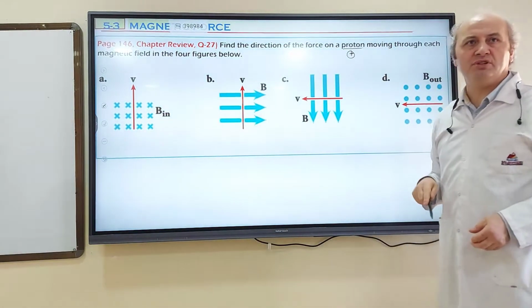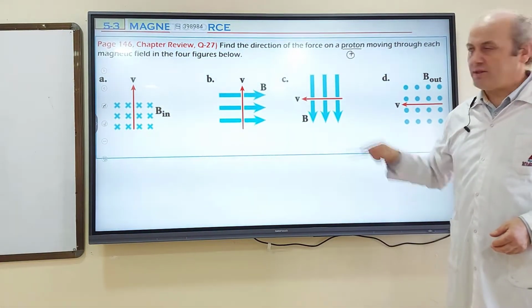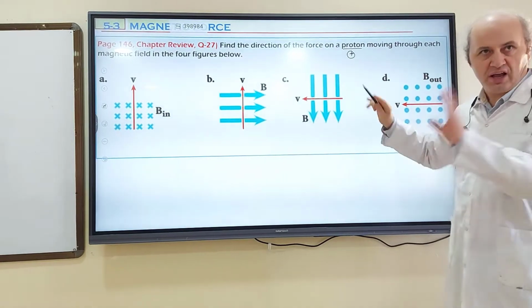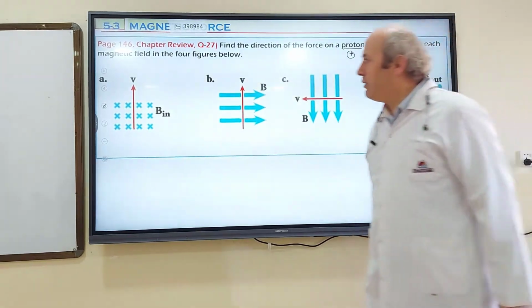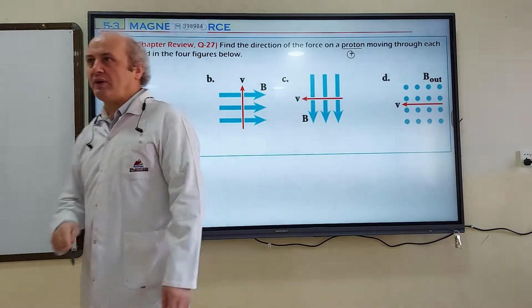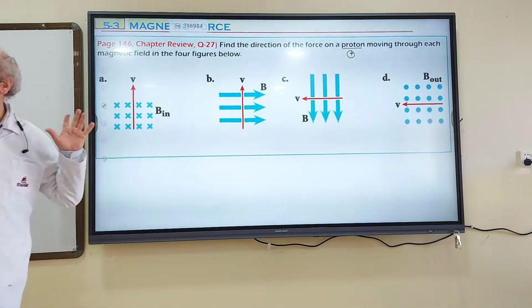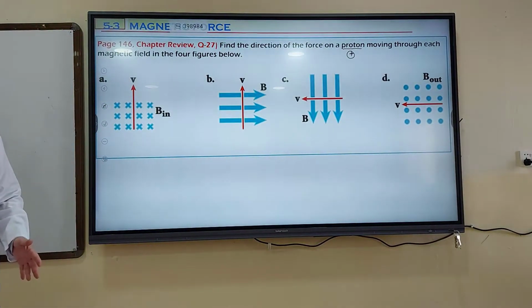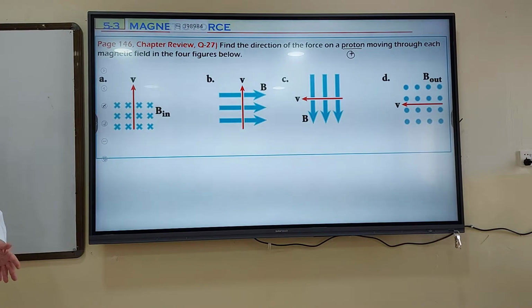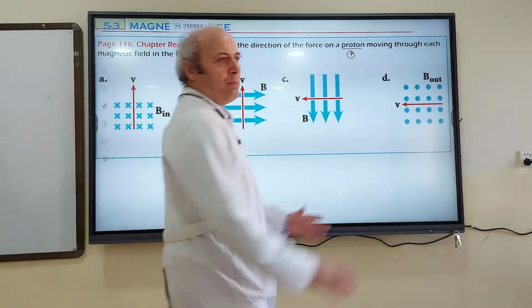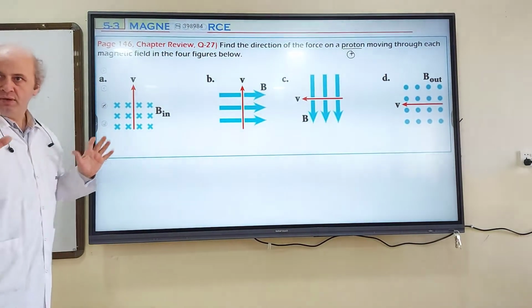By the way, this is a ministry exam question from last year. They asked exactly the same thing. So now let's do the first one. I'm going to first show it on the board, because my board is vertical. Then I'm going to show it on the page, which is horizontal for you, okay? So on the board, I'm going to show you, follow me.